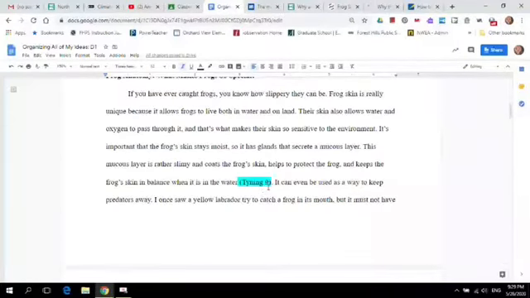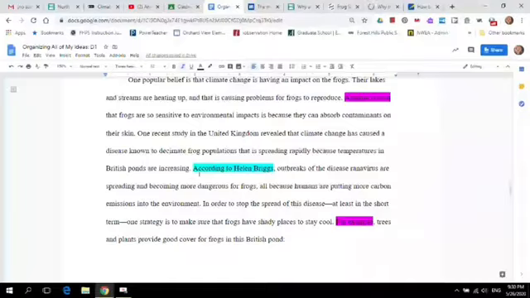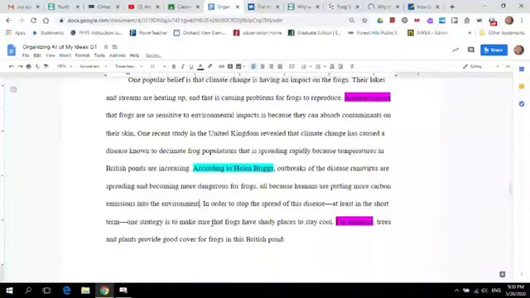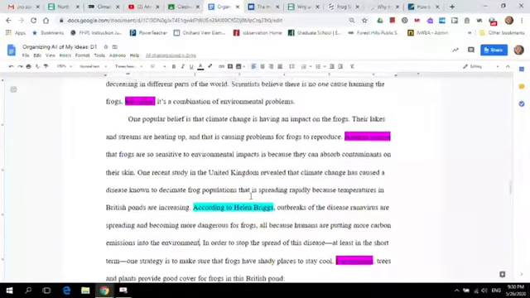where, instead of using the parenthetical notation at the end of the sentence, I actually put the author's name right into the sentence. That is also giving credit to the source. So instead of putting, I could have put Briggs here, but instead of doing that, I put the author's name right into the sentence. According to Helen Briggs, outbreaks of the disease rhinovirus are spreading and becoming more dangerous for frogs, etc., etc. So there are some different ways of including the information.